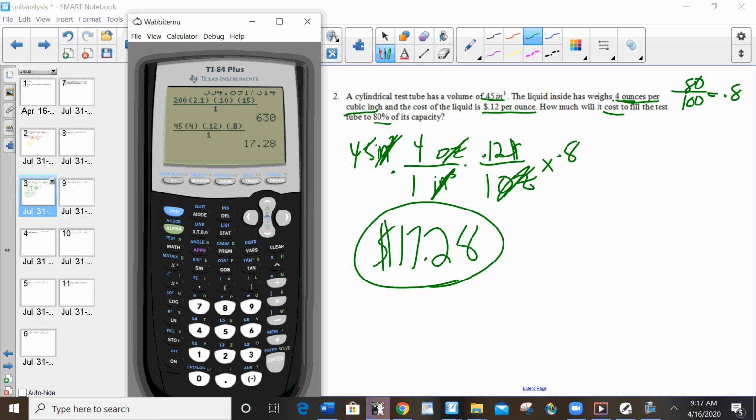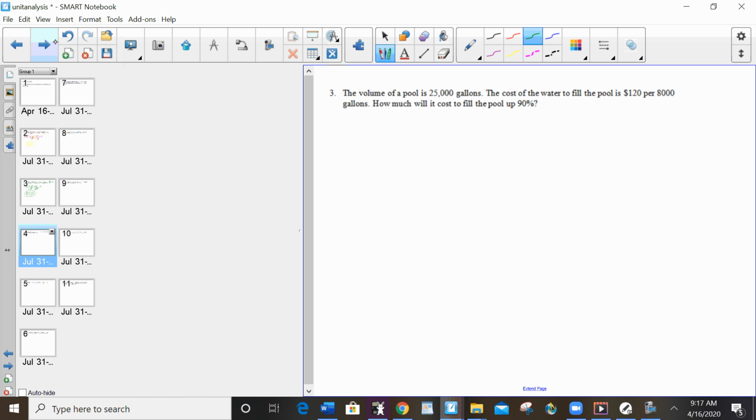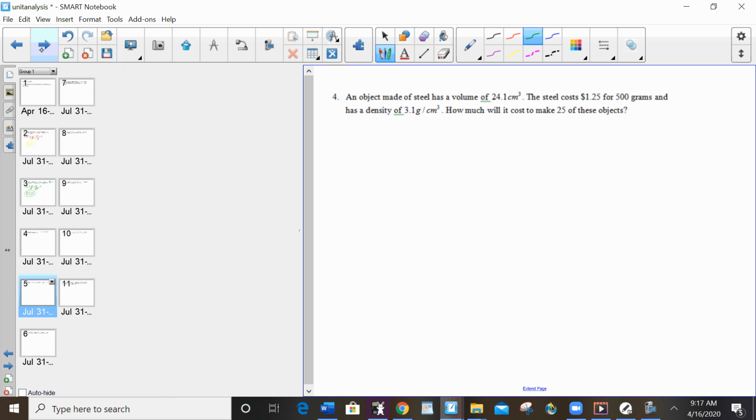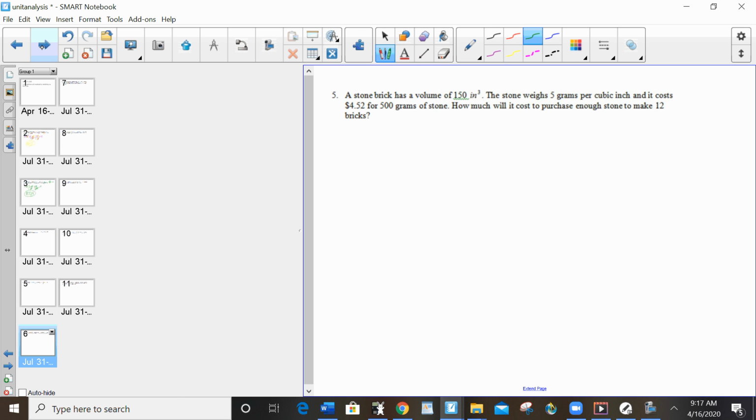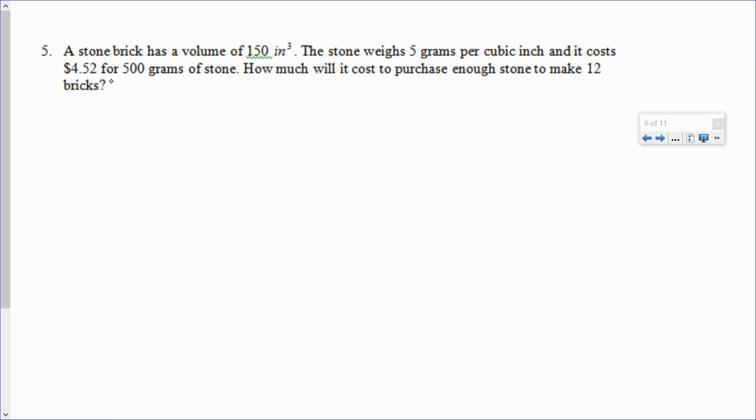We're going to go through a couple more examples, and then I'll let you practice on your own. Let's skip ahead to number 5. Let's go back to purple. I like purple. The stone brick has a volume of 150 cubic inches. So again, I'm always starting with whatever piece of information they gave me. Not a conversion, the actual piece of information.